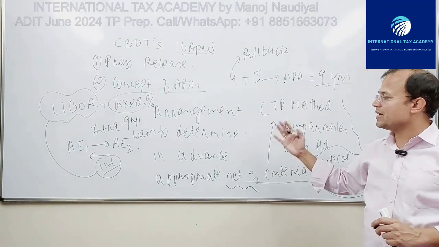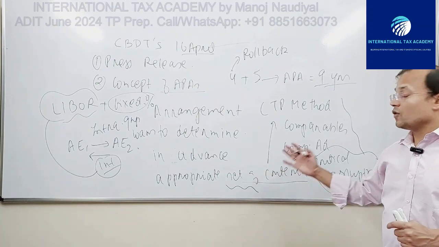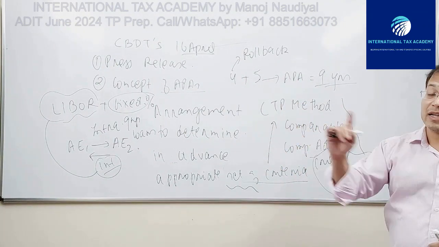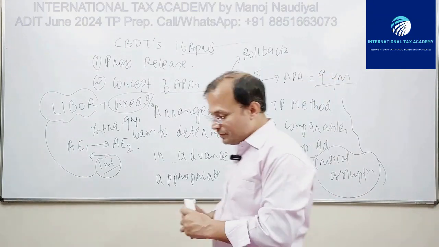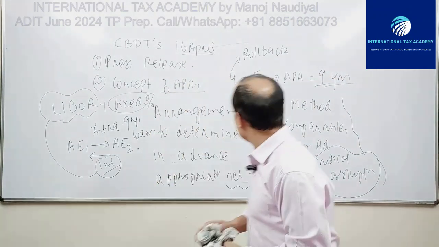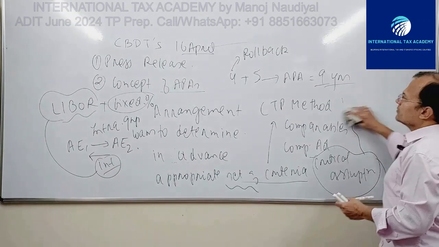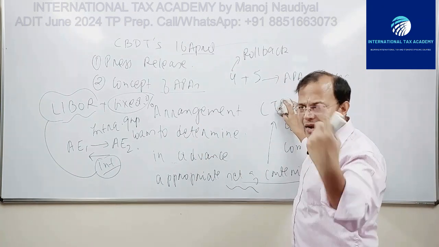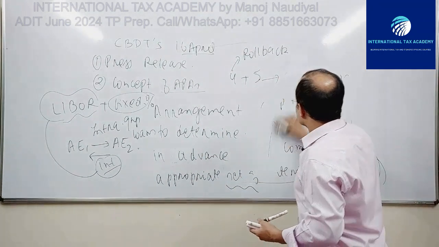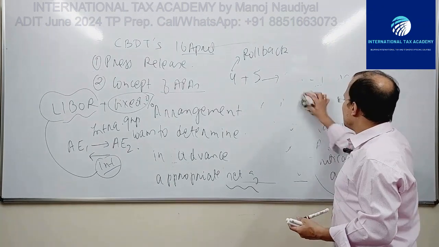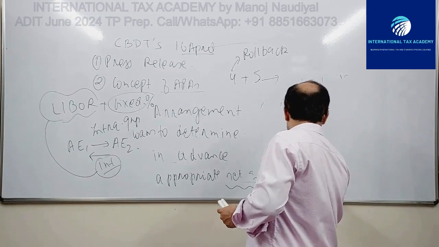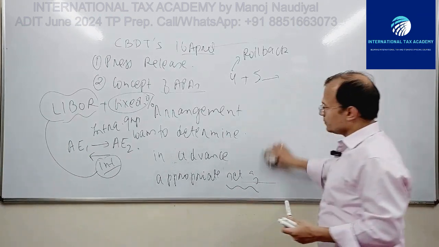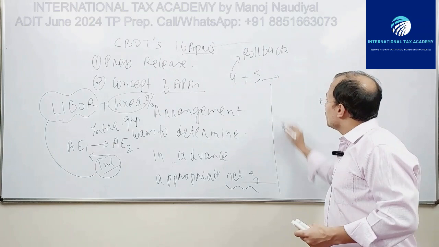Arrangement is to determine in advance an appropriate set of criteria that is used to determine the transfer prices for the controlled transactions. Right. Next, types of APAs: unilateral, bilateral and multilateral. Unilateral APAs, bilateral APAs and multilateral APAs. Types of APAs.